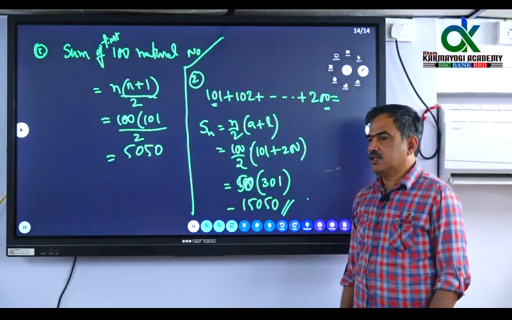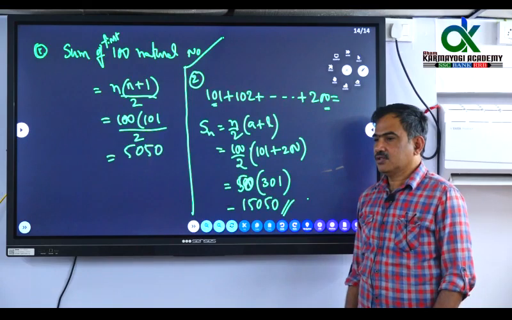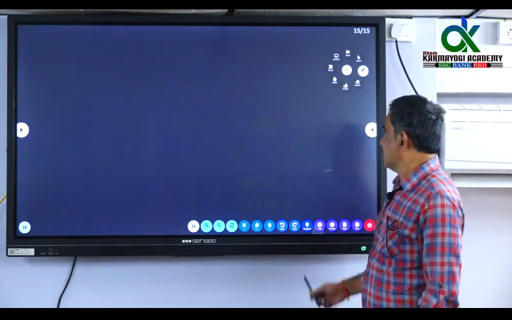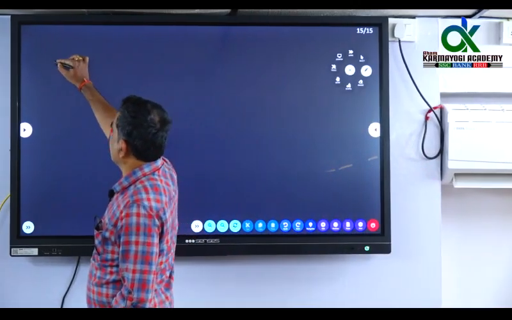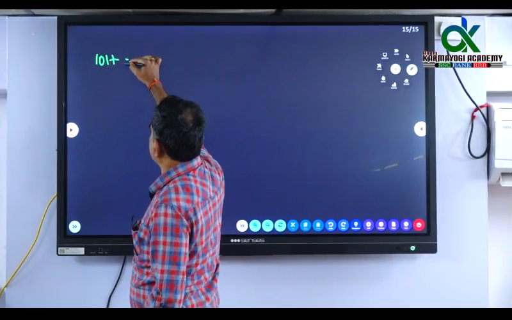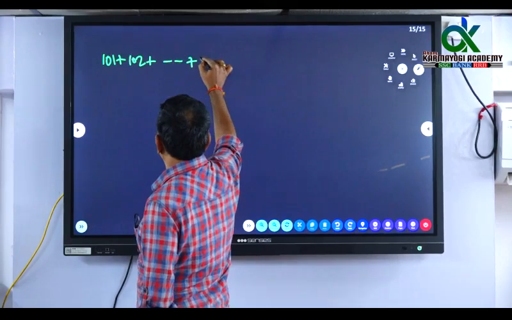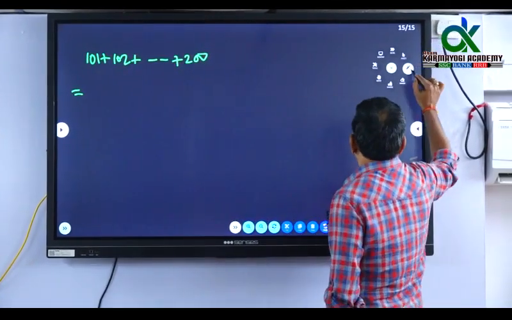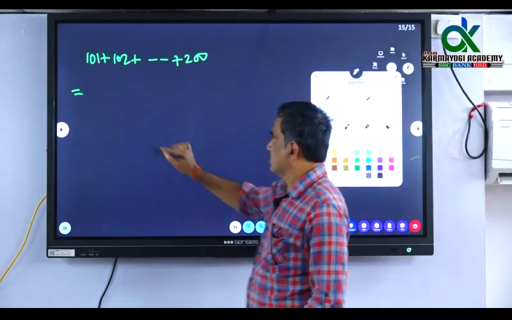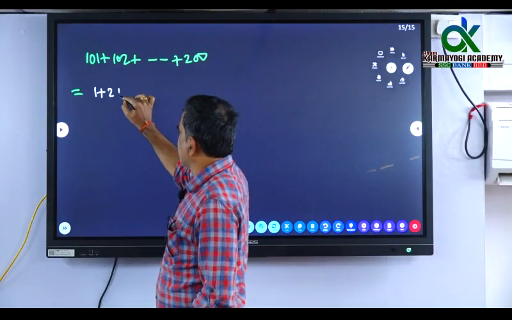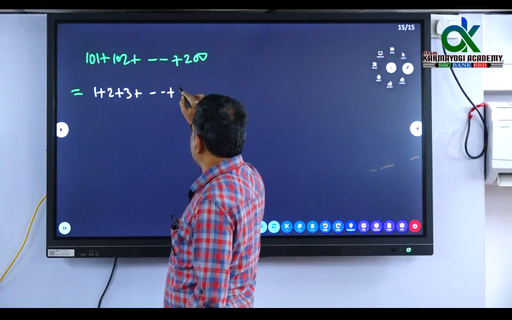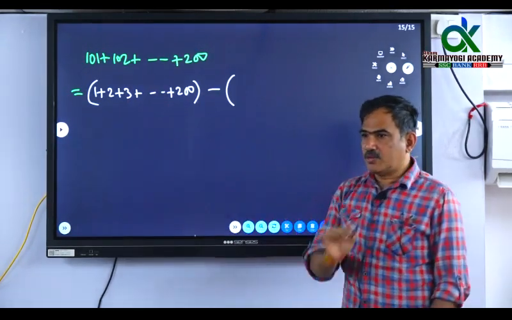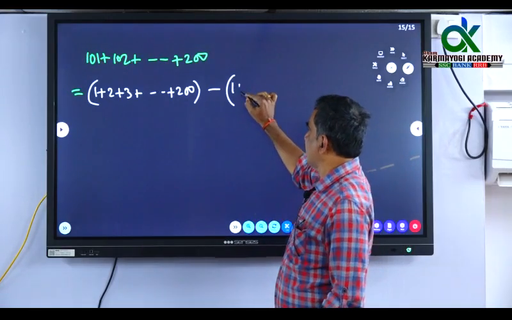Is there any other method of getting the answer for this type of question? Yeah, very good. So this can be written as 101 plus 102 plus and so on up to 200, which is 1 plus 2 plus 3 plus and so on up to 200 minus 1 plus 2 plus and so on up to 100. That is, the sum of 200 terms minus the sum of the first 100 terms.